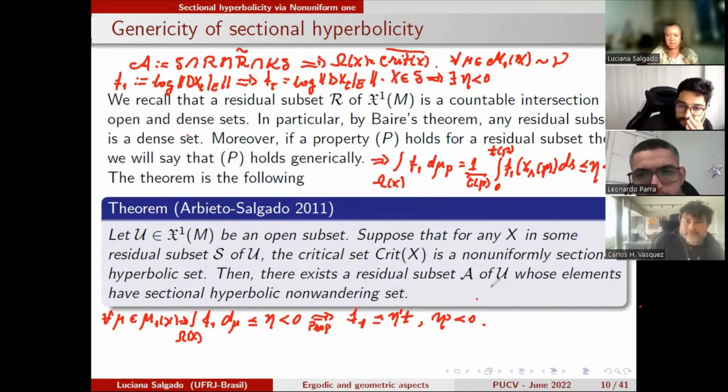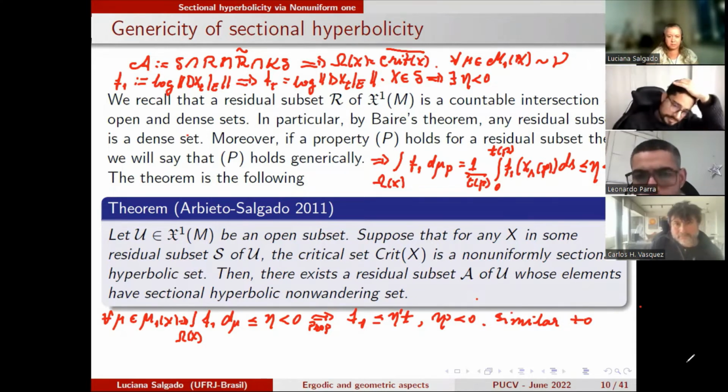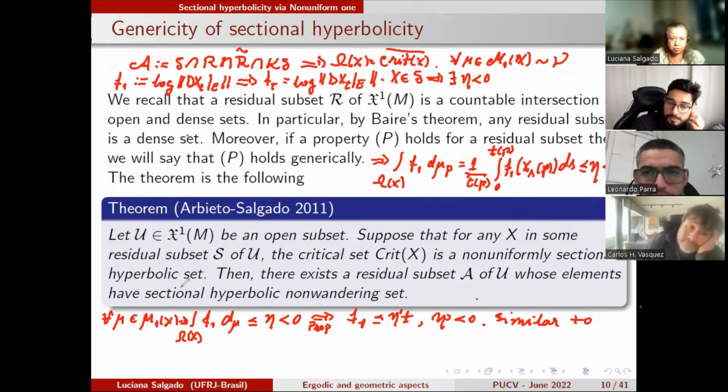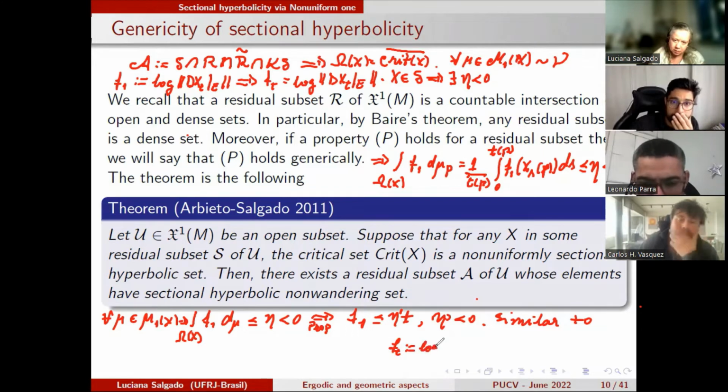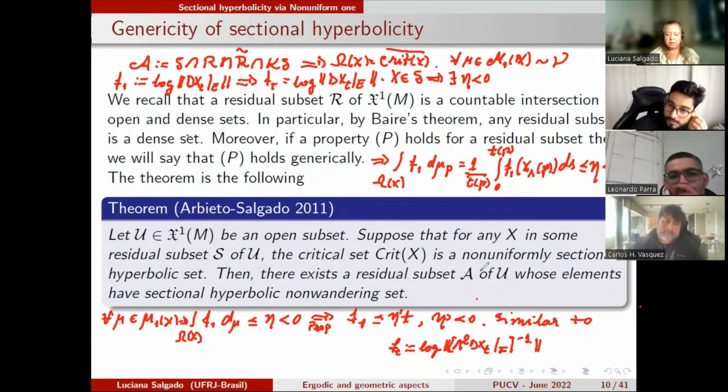So we make the same, similar to the following: f_t, log of the second exterior power of f inverted. We make the same account and we get the sectional hyperbolicity of the critical points. This is the idea.